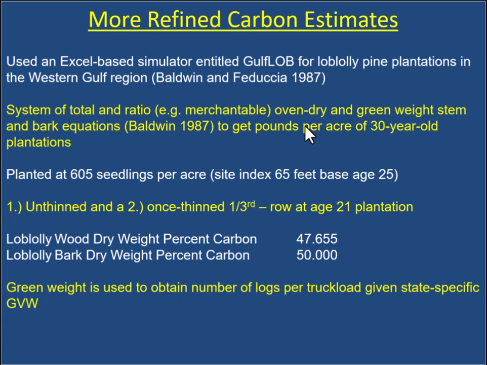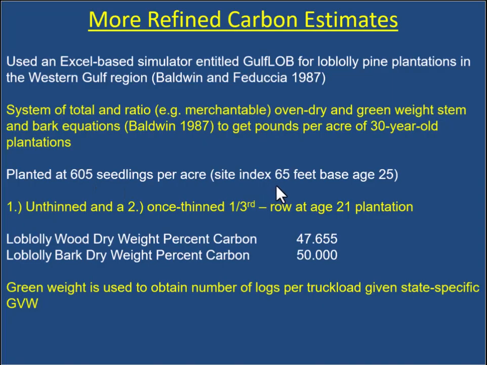And then once we get the number of logs, we can estimate the dry weight, the wood-bark ratio, and then the carbon. So here, this plantation was planted at 605 seedlings per acre. Not that I recommend that planting density, particularly given the conditions in the Western Gulf. I recommend more around 450 seedlings per acre today, but that's what has been used in the past.